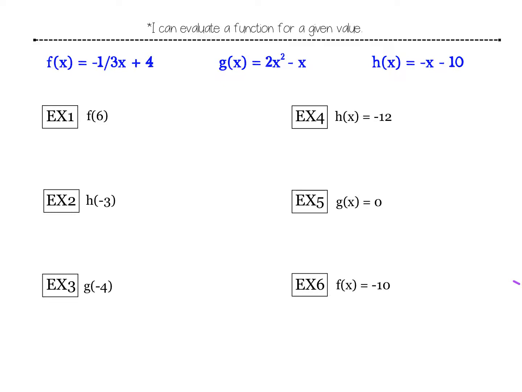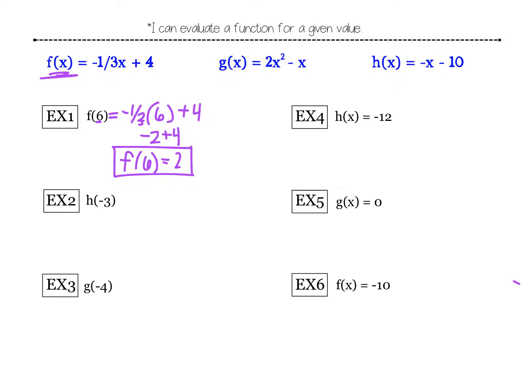So in this first example where it says f of 6, that means I'm going to be using the f function. So I'm going to be choosing f of x, and it's telling me that instead of x, put 6 in. So I'm going to go to the rule, which says that negative 1/3 times x and add 4. Well, in this case, I'm putting 6 in. So I'm going to take negative 1/3 of 6. So negative 1/3 times 6 is negative 2, plus 4 is 2. So f of 6 is 2.